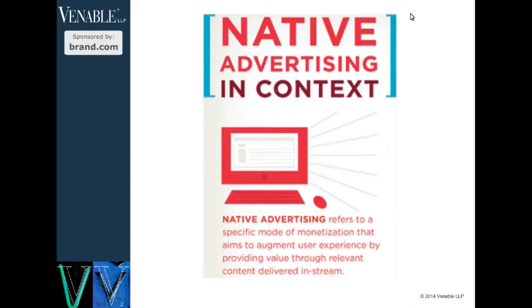But the basic idea, or how I like to think about it, is it's content from an advertiser that's going to be woven into the web pages that consumer readers are visiting. It's got some other names. The lawyers all call it native advertising, but some people might call it branded information or branded content.